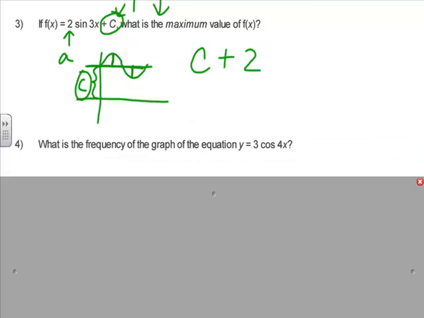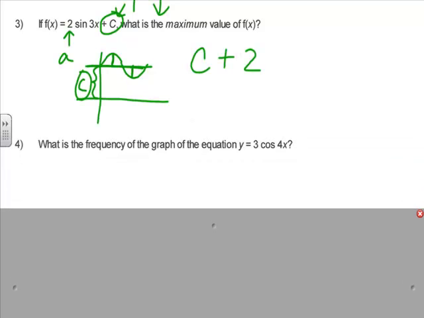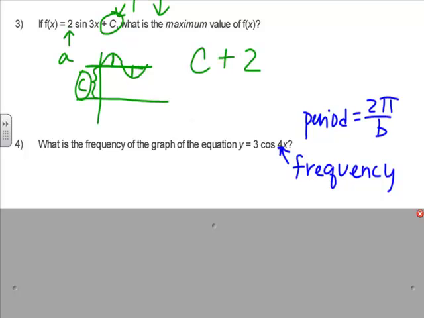Okay, next one. What is the frequency of the graph of the equation y equals 3 cos 4x? This is a fact that you must know, and that is the thing sitting here in the B position is the frequency. Now, by definition, what frequency really means is how many times it does its thing in 2 pi. That's what frequency means, as opposed to period. Remember, period is equal to 2 pi over b, which is the frequency, and the period is how long it takes to do its thing once.